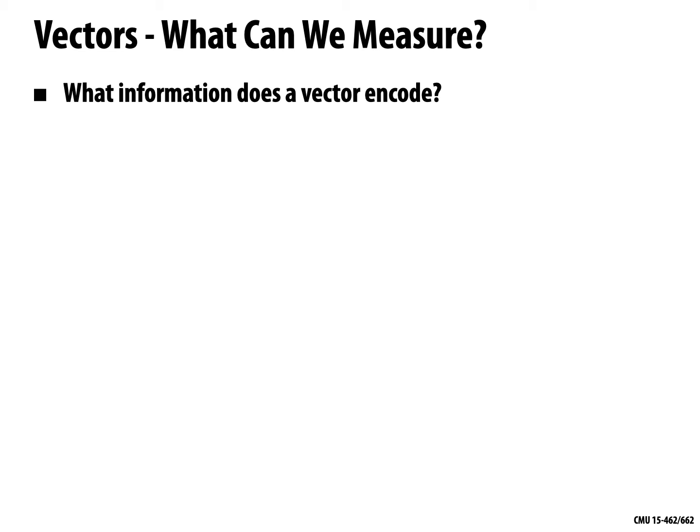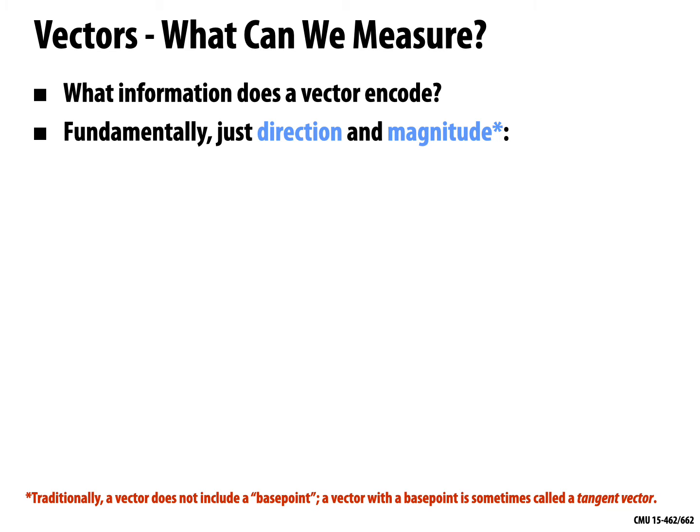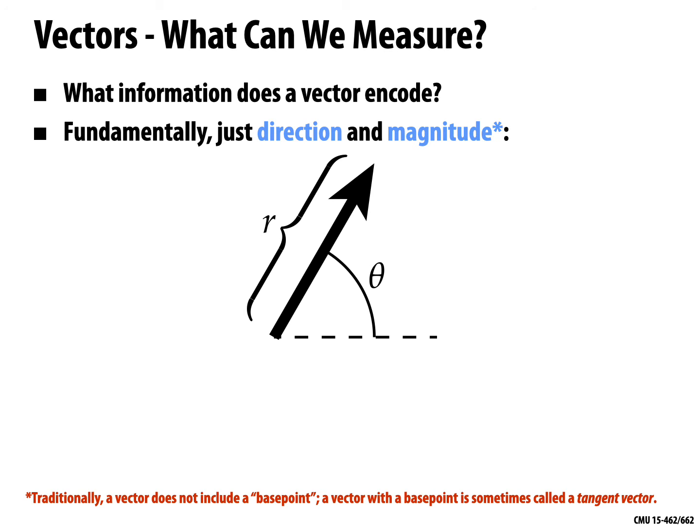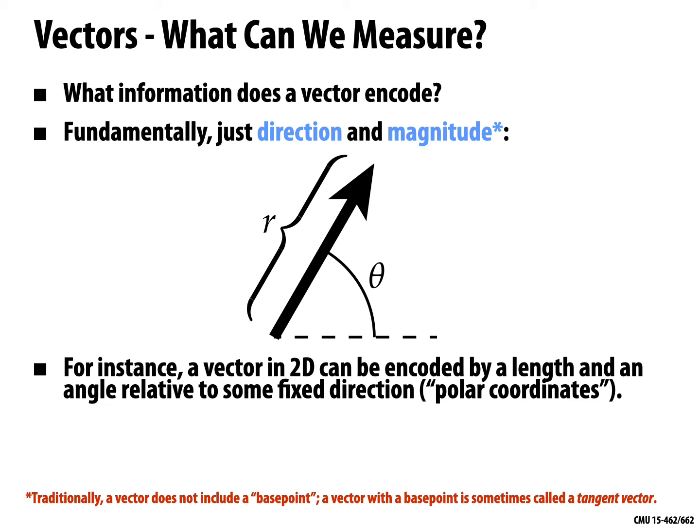Okay, and there's actually a couple different good answers to this question. One very natural one is to say a vector fundamentally encodes a direction and a magnitude. So, for instance, if I have a vector in the plane, I can encode it by a direction given by an angle theta with the horizontal, let's say, some reference direction, and a magnitude given by a length or radius r. Okay, so that would be what we call polar coordinates in 2D.